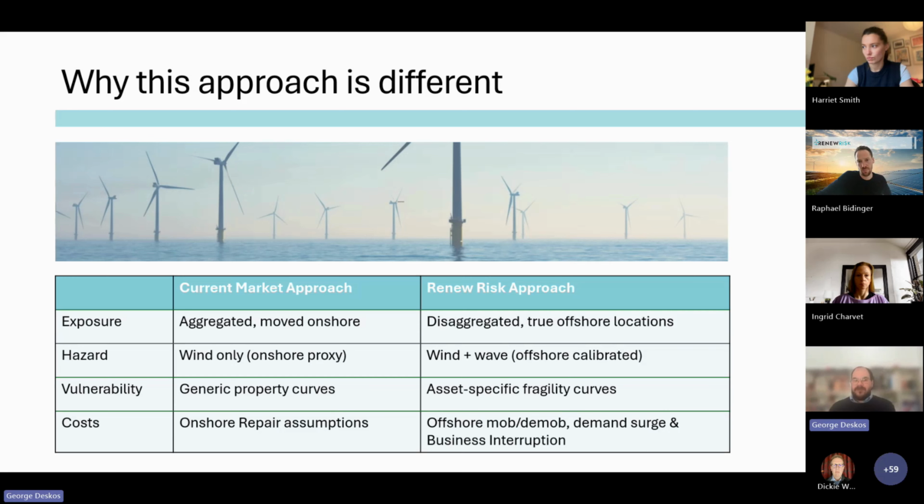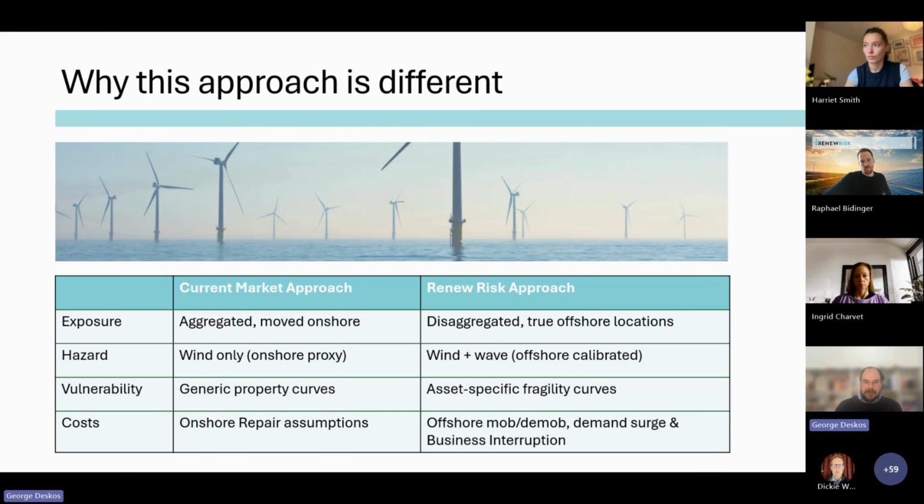We look at the wind and wave, calibrated both for offshore. Vulnerability, instead of generic property curves, we look at asset-specific fragility curves for all different assets. And finally, costs, instead of making onshore repair assumptions, we do offshore mobilization, demand surge, and business interruption.